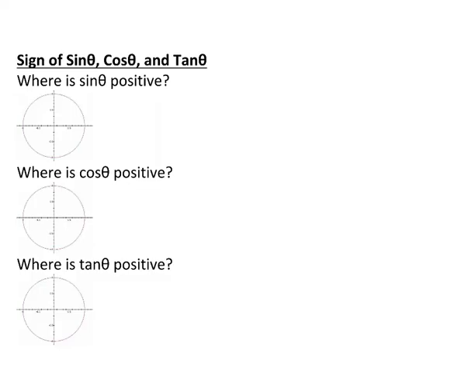The last thing we're going to look at is where sine of theta, cos of theta, and tan of theta are positive, and where they are negative. Remember that sine of theta is y, so y equals sine of theta. Sine of an angle is positive anywhere the y values are positive. The y-axis is positive up here, so quadrant 1 and quadrant 2 must be positive for sine. As we go down here, we get into negative y values, so that must be a negative sign down there.